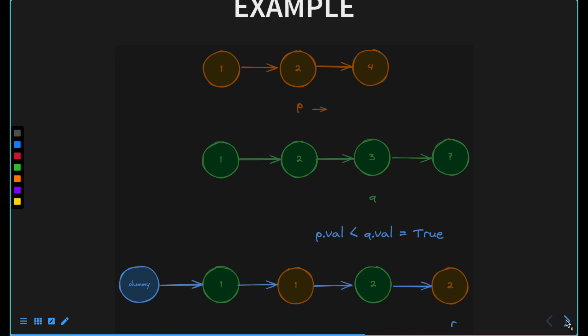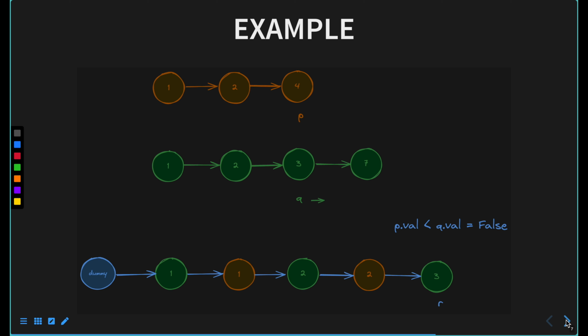This time we get p.val, which is 2, is less than 3, and the answer is yes, so we will again attach 2 to the list. Then q will be at 3 and p is at 4. So this time again the value is false, and this time we would only pick up the value from list q, or list 2, because 3 is strictly less than 4. So in this case, we couldn't have picked up the orange one. So yeah, we picked up the green one.